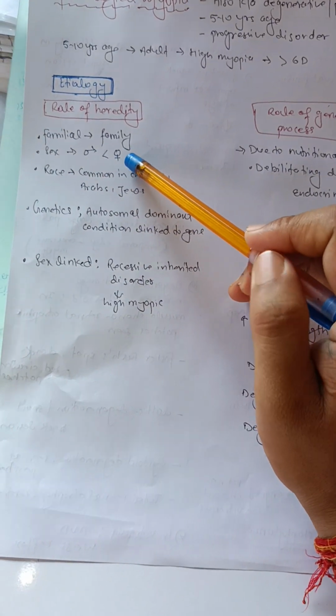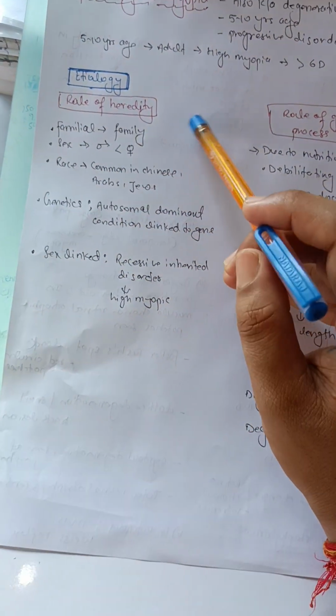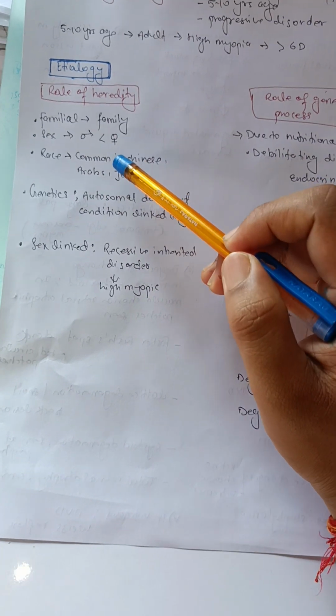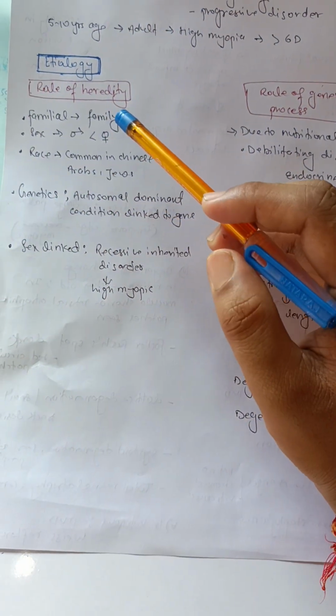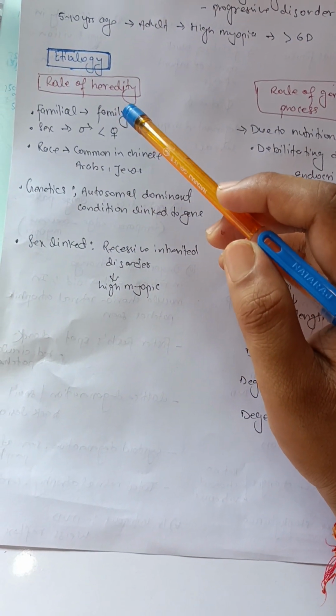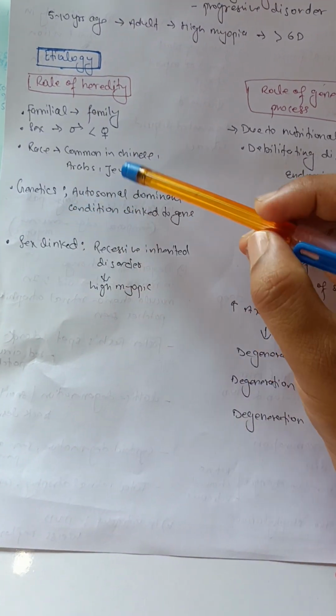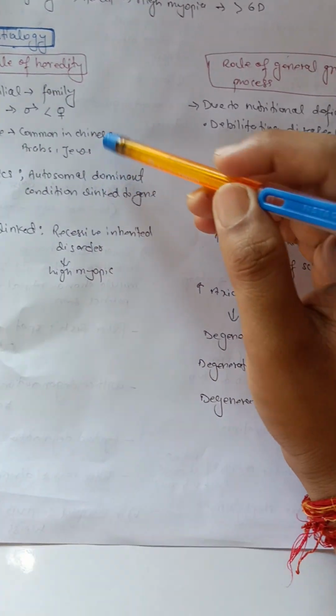And in race, most common in Chinese, Arabs and Jews. Talking about genetics, it is an autosomal dominant condition linked to a gene, and secondly, recessive inherited disorders, generally high myopia.